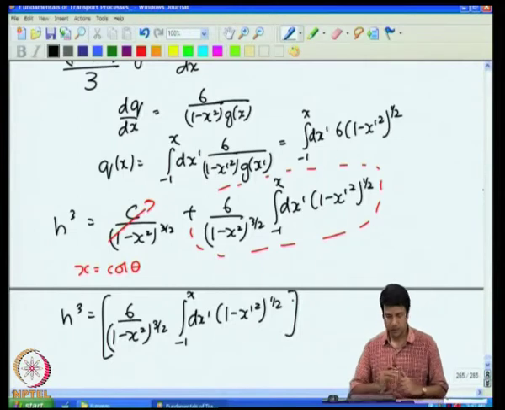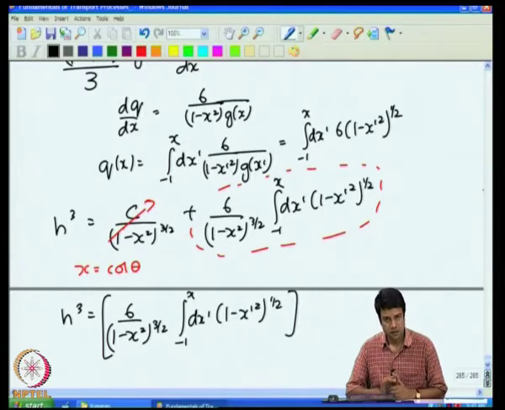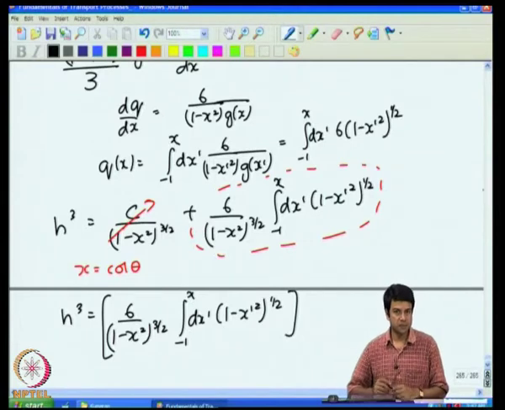So, this is the boundary layer thickness. Note that for this boundary layer thickness, we fixed the constant in such a way that the thickness did not go to infinity at x is equal to minus 1 or cos theta is equal to minus 1 or theta is equal to pi. However, the boundary layer thickness does go to infinity at x is equal to plus 1, because the denominator of this h cube term goes to 0. The numerator is actually finite, and therefore, the thickness goes to infinity.